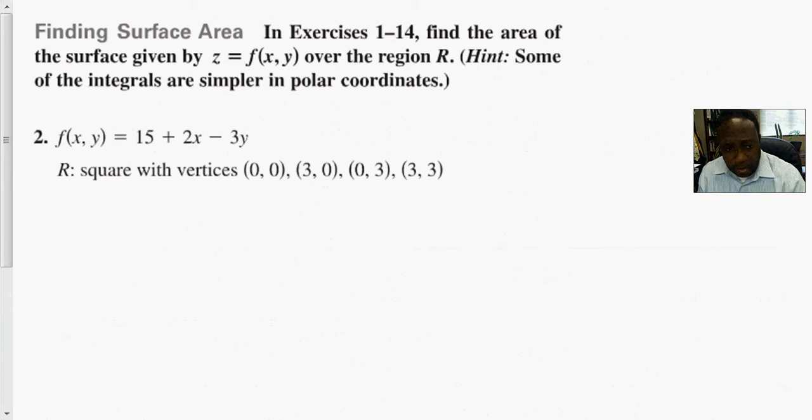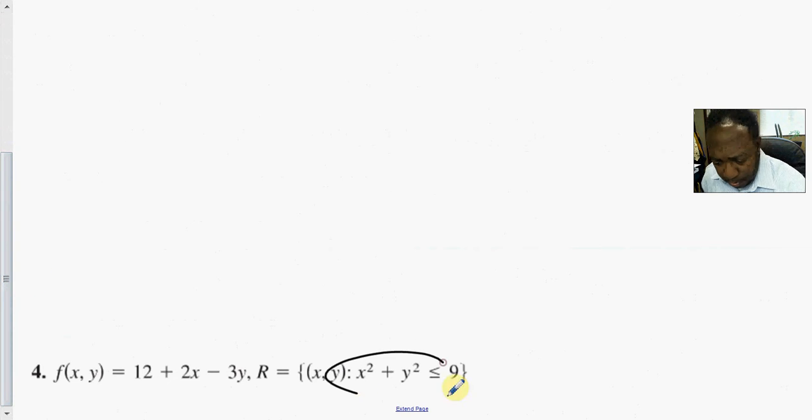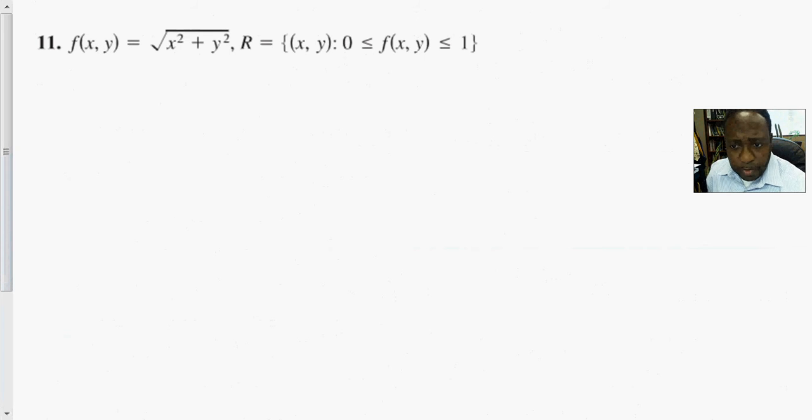Well, let's look at some problems. Find the area of the surface. We're given z over the region. Some of these integrals are simpler in polar coordinates. How do you know when to use polar coordinates? If the region is given as a circle or a part of a circle. Let's see if I can pinpoint that. This is a circle, so we're going to use polar coordinates. This is a square, do not use polar coordinates.